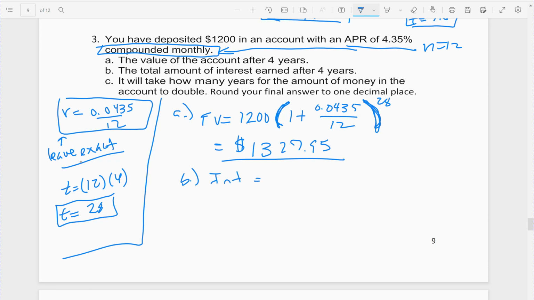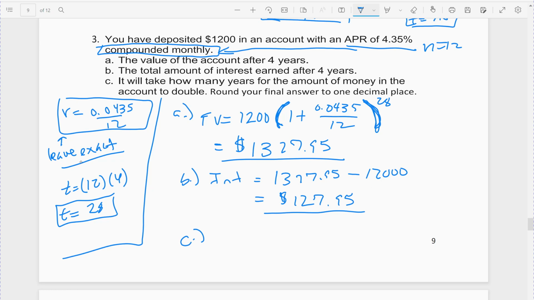B, how much interest? You take your future value minus the amount you initially invested, and the difference is the extra. It's not a whole lot because you only invested it for 4 years, so $127.95.